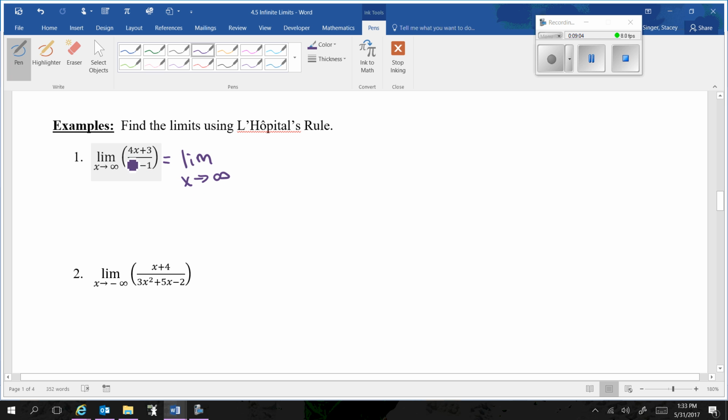Well, the derivative of 4x plus 3 would just be 4, right? And the derivative of 2x minus 1 would just become 2. So if I take the limit as x approaches infinity of 4 over 2, that's really the limit as x approaches infinity of just 2. So looking at that, is there anything I could plug into my function now that it's simplified when I use L'Hopital's rule? No. So my limit is just going to be 2.